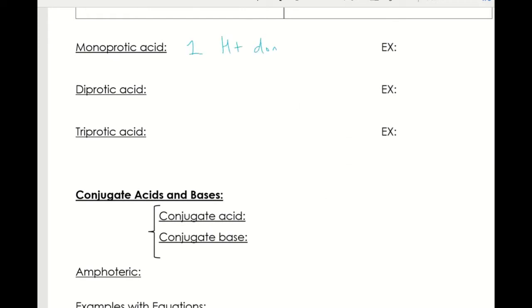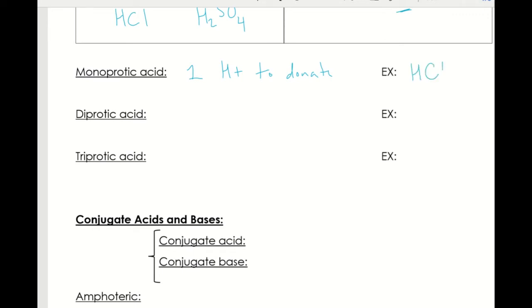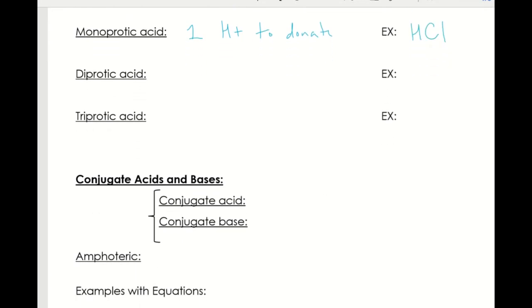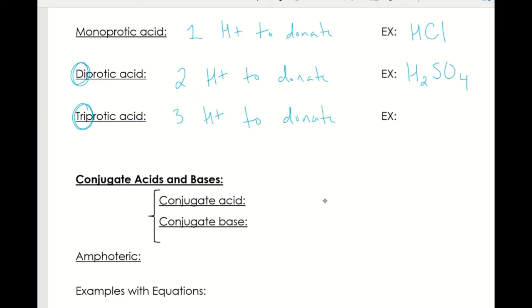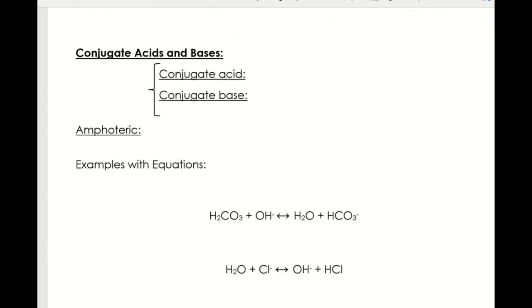So there are these things called monoprotic acid. Mono just means one, so that's one hydrogen that is donated. So an example of that would be like HCl. Second one we have here is called a diprotic acid. Okay, di means two. So that's two hydrogens to be donated. An example of that would be like H2SO4. That's sulfuric acid. Okay, or we can have triprotic acid, which just means that there's three H's to be donated. So that would be like H3PO4. Okay, so those are just some quick types of acids.